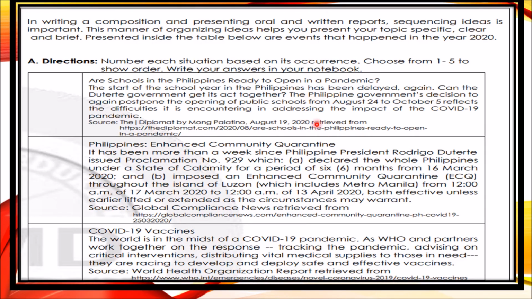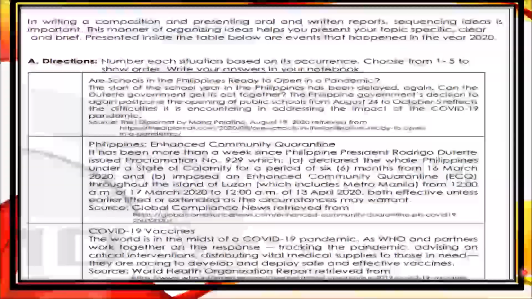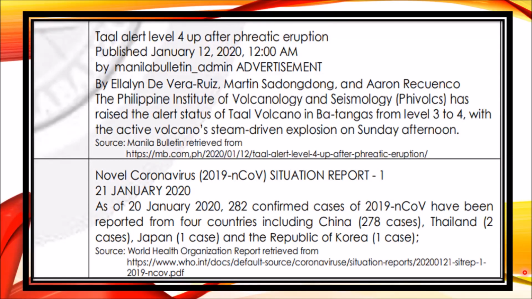Okay, these are the 3 events followed by the 2 coming events. This one, another event is that one. So you have to write only 1, 2, 3, 4, 5. So 1 to 5 only. Look at the given date there, the timeline there, so that you will know what's the first one, the second one, the third one, the fourth, and the last one that happened. Okay?